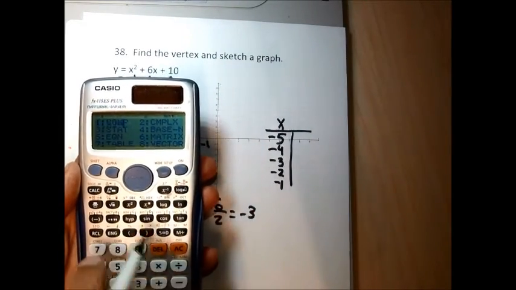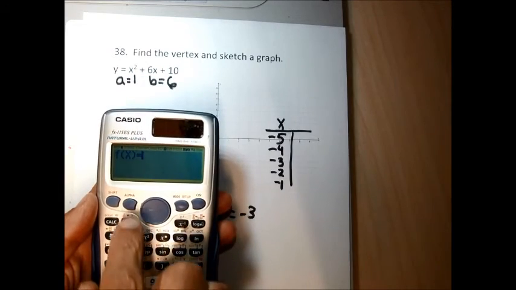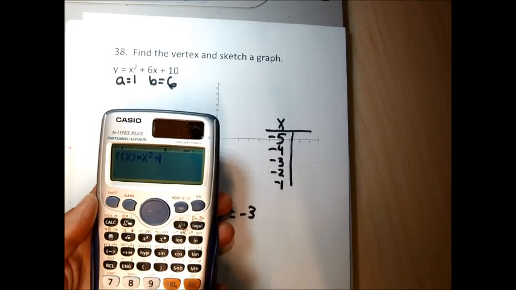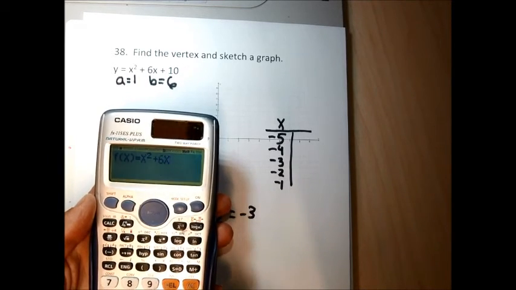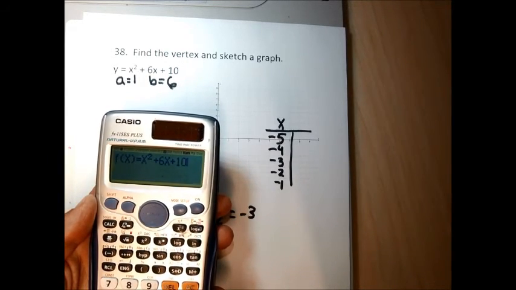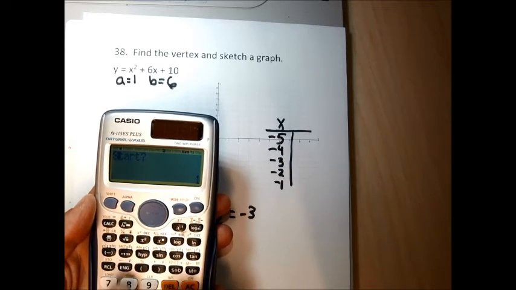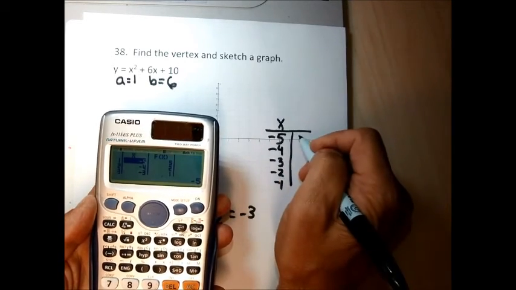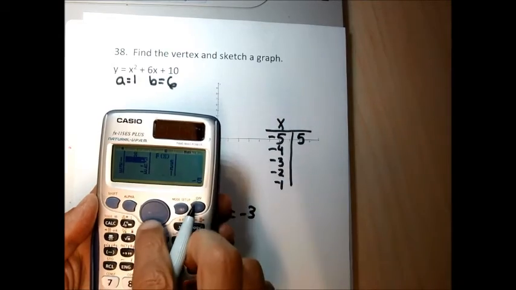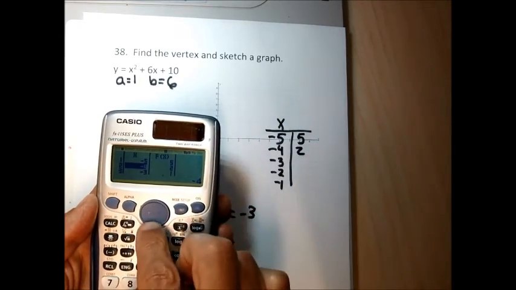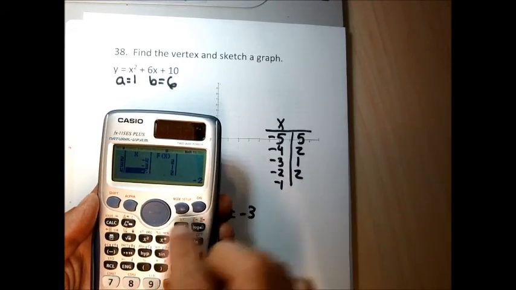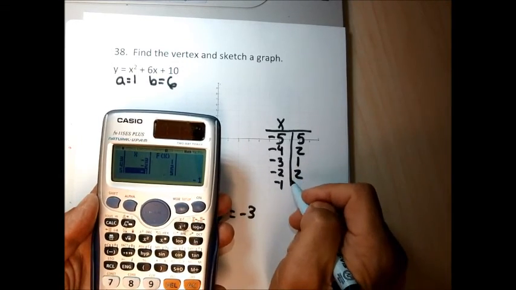Mode 7 for table, f of x equals alpha x squared plus 6 alpha x plus 10. Start at negative 5, end at negative 1, step 1. So next to negative 5 I get positive 5, next to negative 4 I get positive 2, next to negative 3 I get 1, next to negative 2 I get 2, next to negative 1 I get 5.